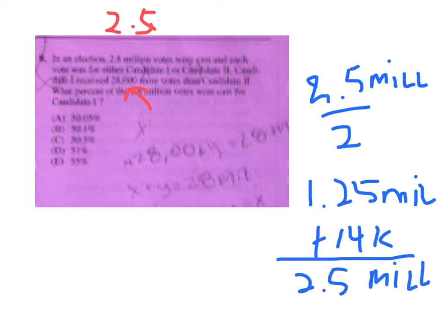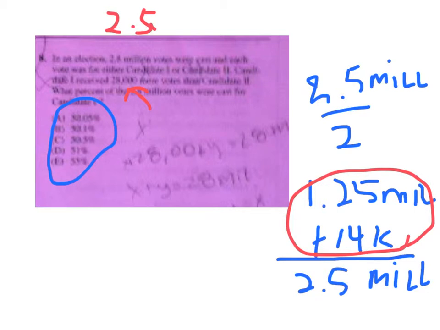I can't see the numbers here, so try that on your calculator. Just do 1.25 million plus 14,000. Divide that by 2.5 million. Percent means out of 100, so you times that by 100.